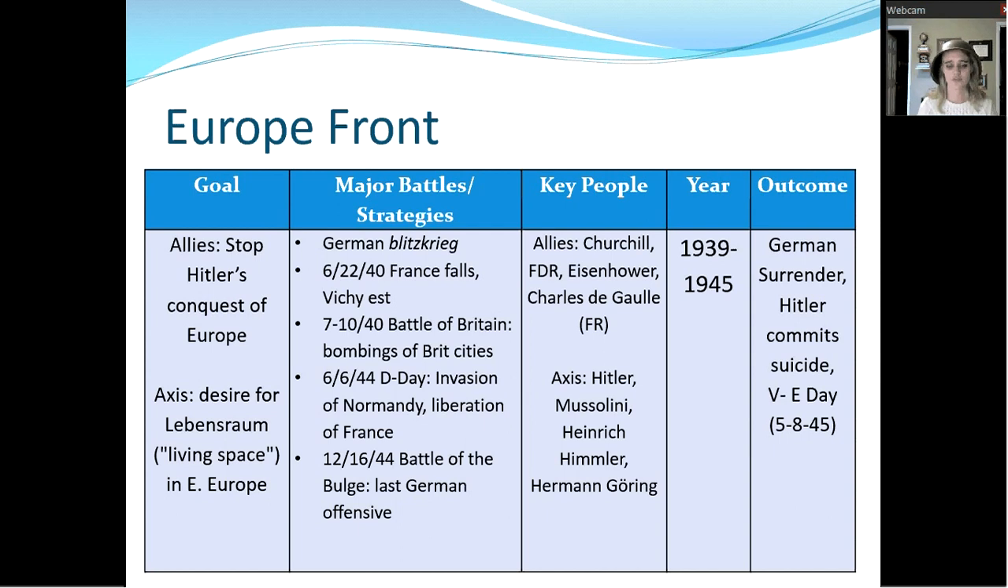The years, again, of the European front, from 1939 to 1945. The outcome, eventually, is the German surrender. Hitler cannot face the surrender of Germany himself. He commits suicide with his mistress, Eva Peron, and the official surrender of Germany comes on May 8th, 1945, a day that we can now call VE, or Victory in Europe Day. So that was the end of the first major part of the war.